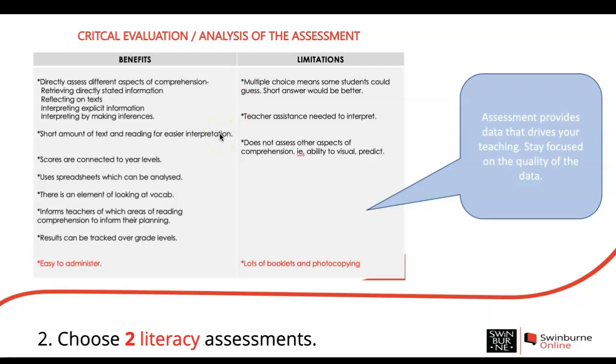Our scores are connected to year levels. So it tells you that this certain student is working at grade 4 level, working at grade 2 level. Your spreadsheets can be analysed, which when you go off and do your analysis of your assessment, you will find out more about. There's an element of looking at vocab, which I thought was really, really important, because vocab development is so important to being able to comprehend. And when you're asked to connect to further research, that could be something that you could look into further, how vocabulary enhancement works to improve your level of comprehension.